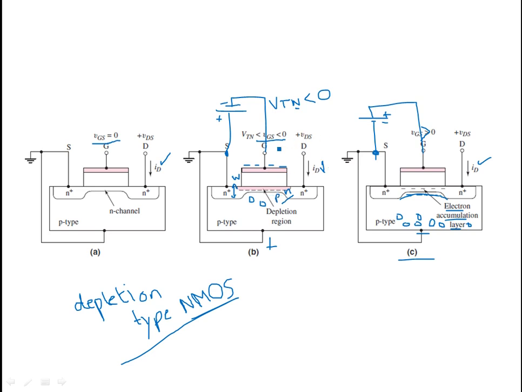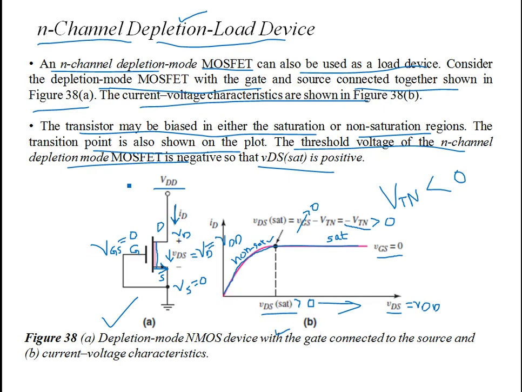Choking the channel results in zero ID. So the only thing you need to turn off the transistor is a negative VGS. If VGS is less than 0, then your ID starts decreasing, and a point comes that ID goes to 0. So the transistor is turned off. If you apply a negative VGS, the transistor is off. If you have a positive VGS, it's going to enhance the current ID. So that's the idea behind the depletion mode.